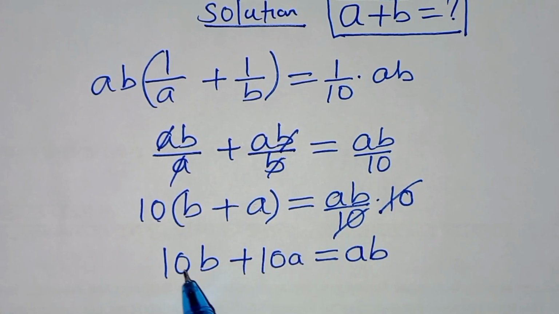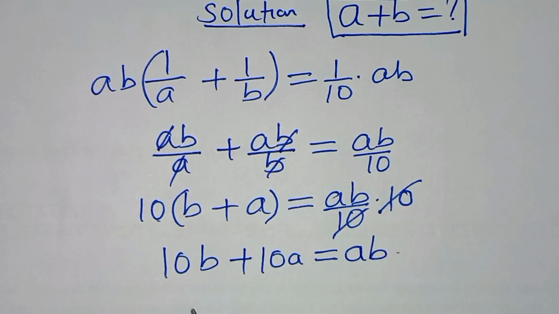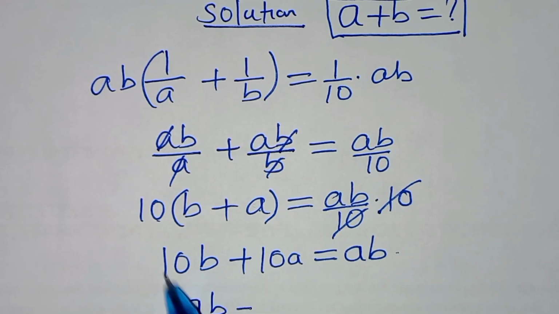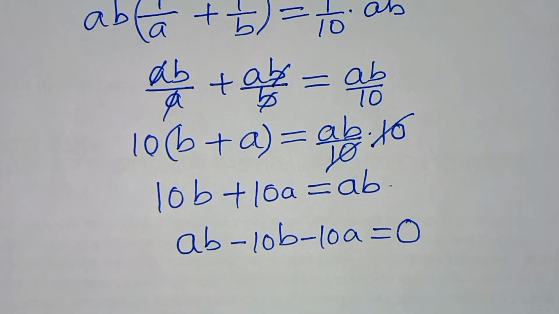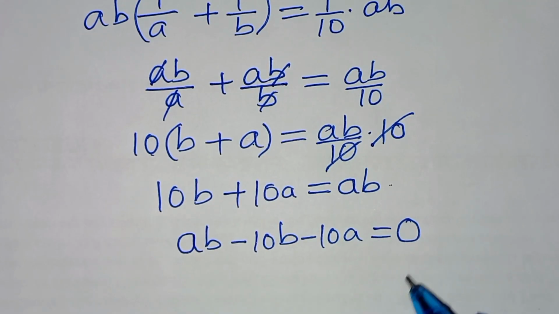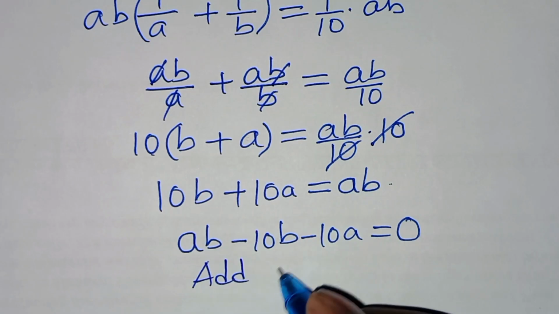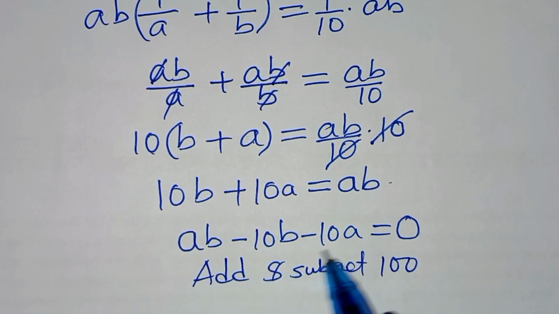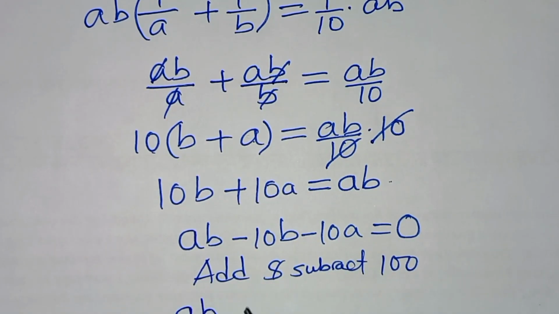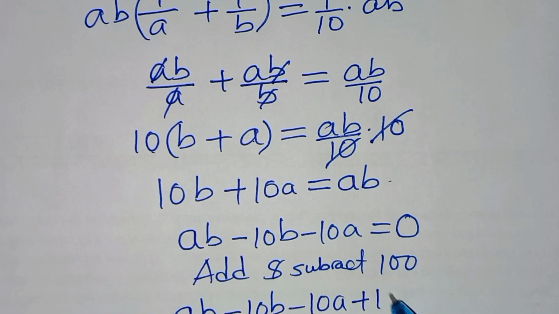The next step is to take 10b plus 10a to the right hand side, which is the same thing as ab subtract 10b, subtract 10a. This is equal to 0. Now, in order for us to factorize this particular equation, we need to add and subtract 100, which is 10 times 10. So here we have ab subtract 10b subtract 10a plus 100 subtract 100. This is equal to 0.